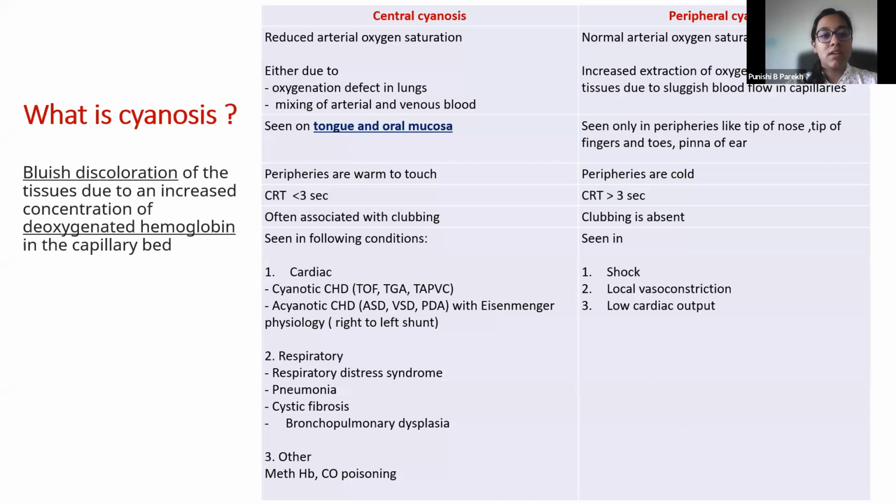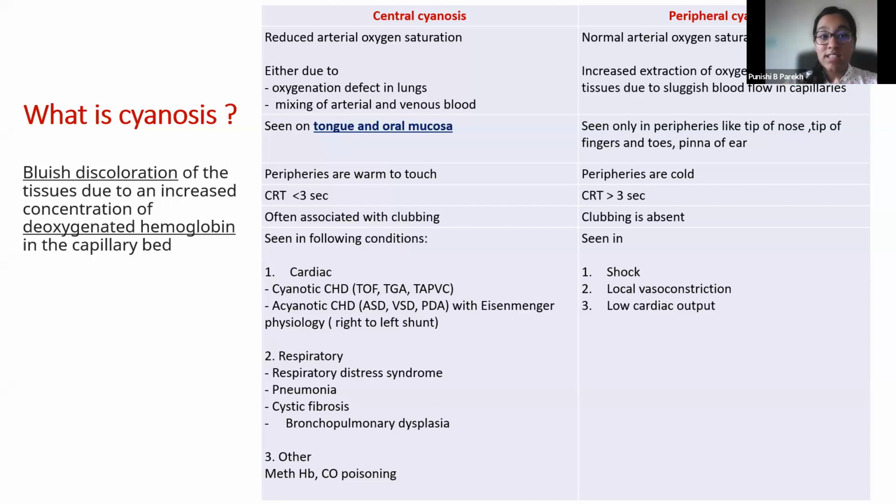Now, cyanosis can be categorized again as central or peripheral. Now, it's very important, when we are dealing with a cyanotic CHD, to differentiate central cyanosis from peripheral cyanosis. So central cyanosis happens because there's reduced arterial oxygen saturation, which happens either because there is a defect in the oxygenation in the lungs or there's mixing of your arterial and your venous blood.